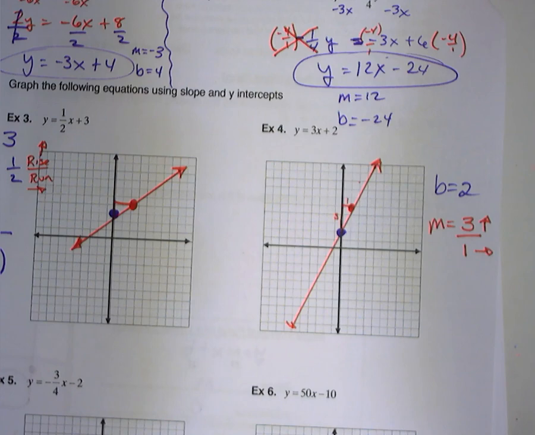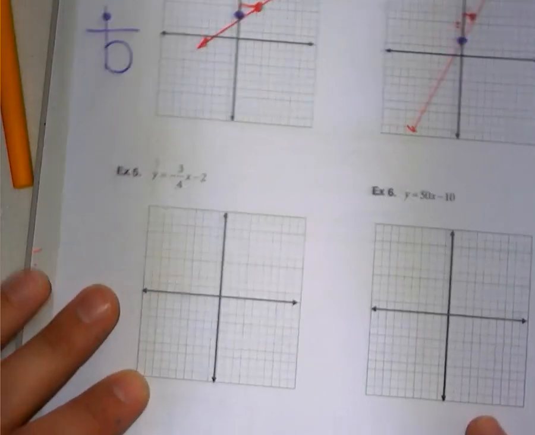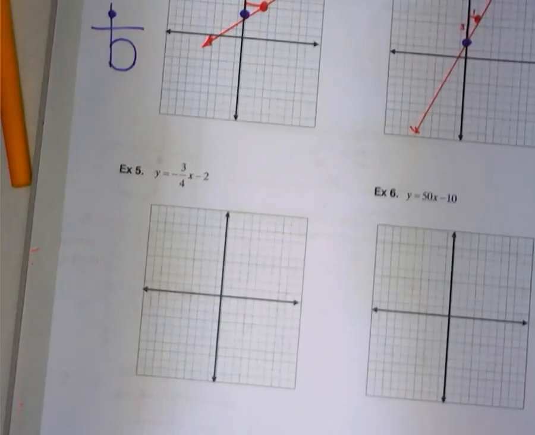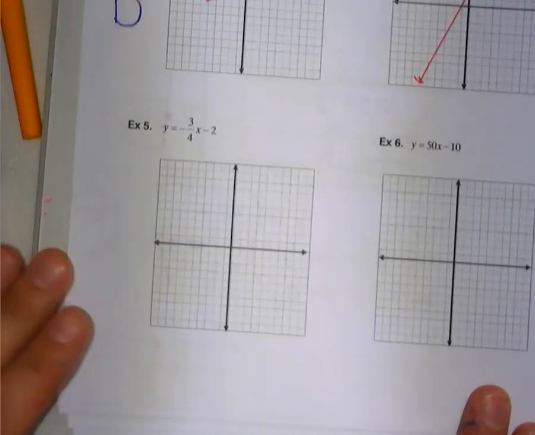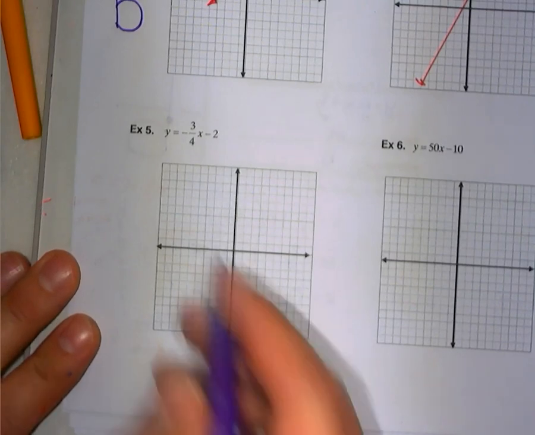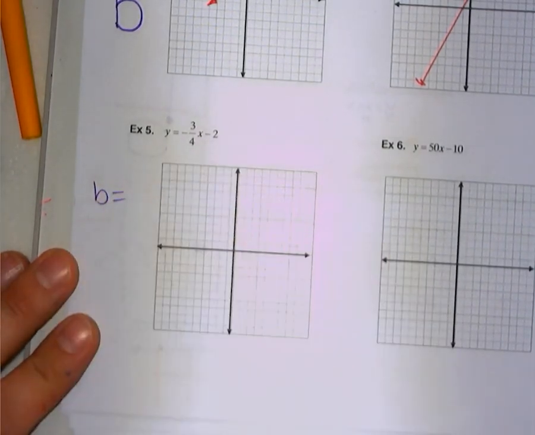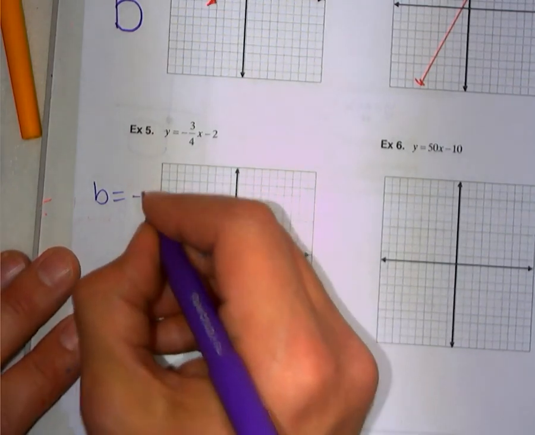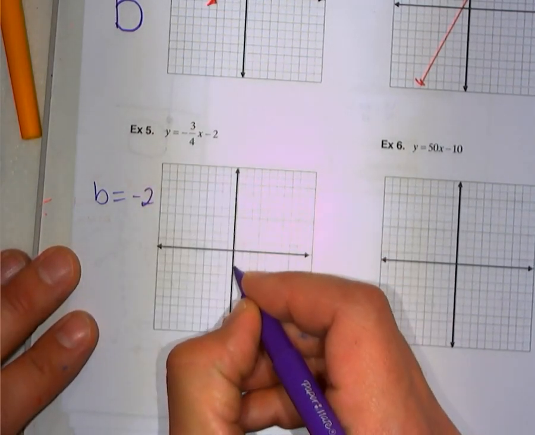How are we doing? That's not so bad, right? So here we go. I take a look at number 5. I've got y equals negative 3/4 x minus 2. What's b? Negative 2. So that means I have to go down 1, 2.